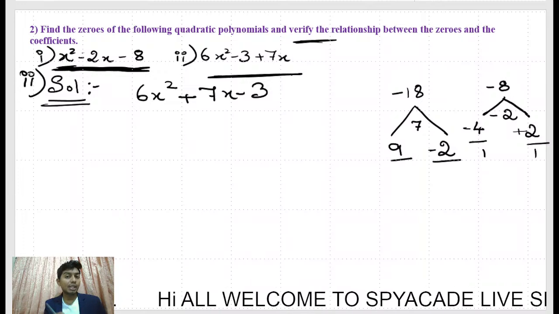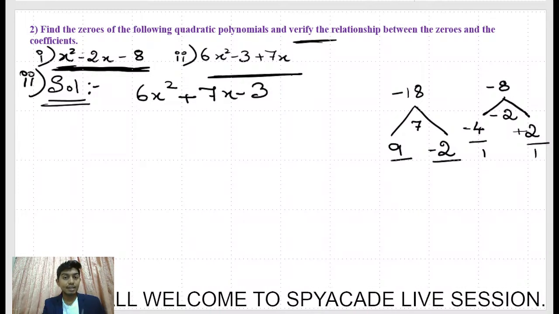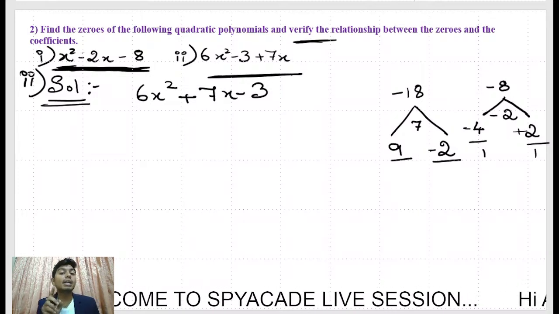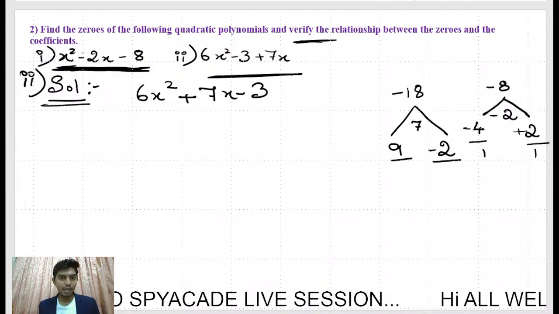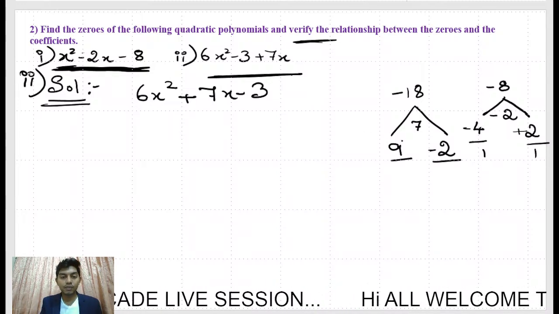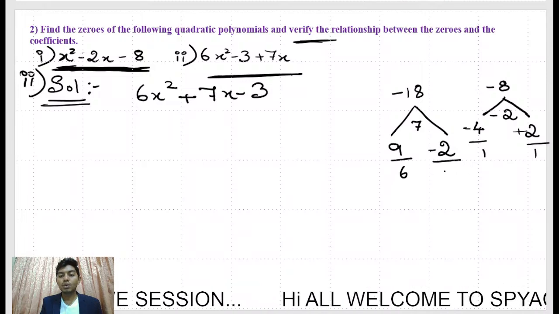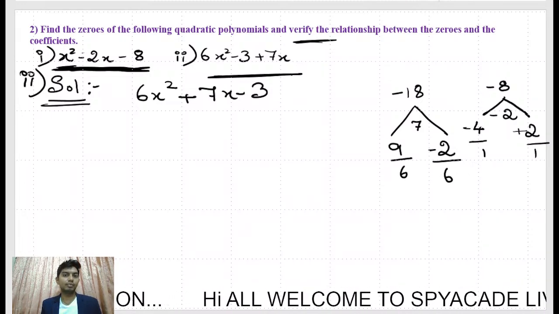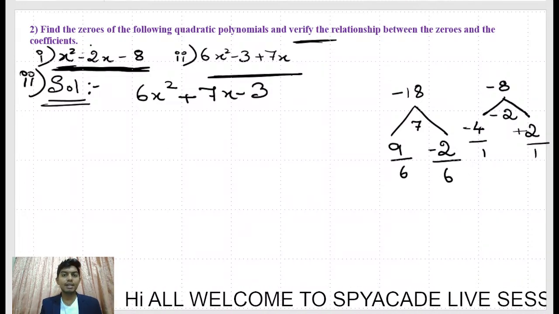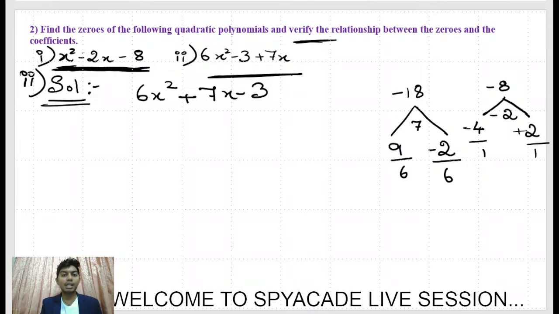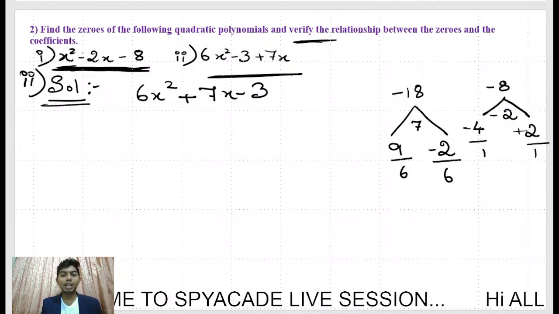After this, in the last subdivision you had the coefficient of x square as 1, so you divided by 1. But here the coefficient of x square is going to be 6, so divide by 6. It's going to be very simple. Just divide it by 6 and then try to solve.